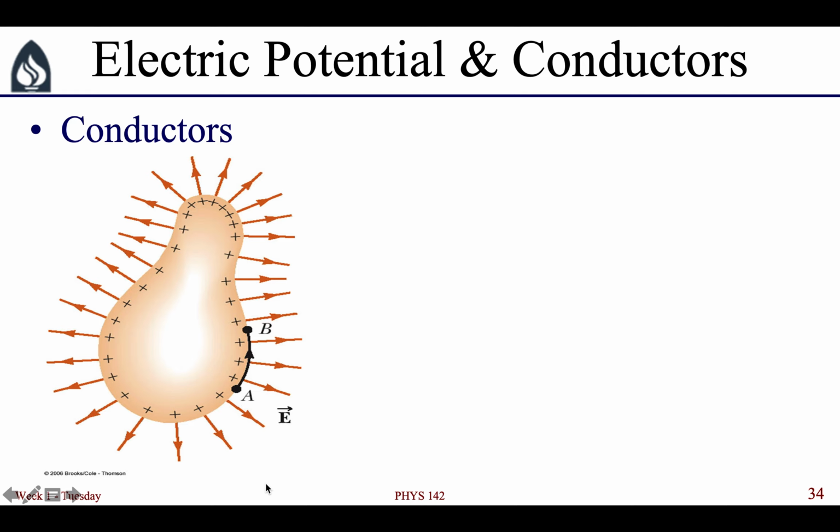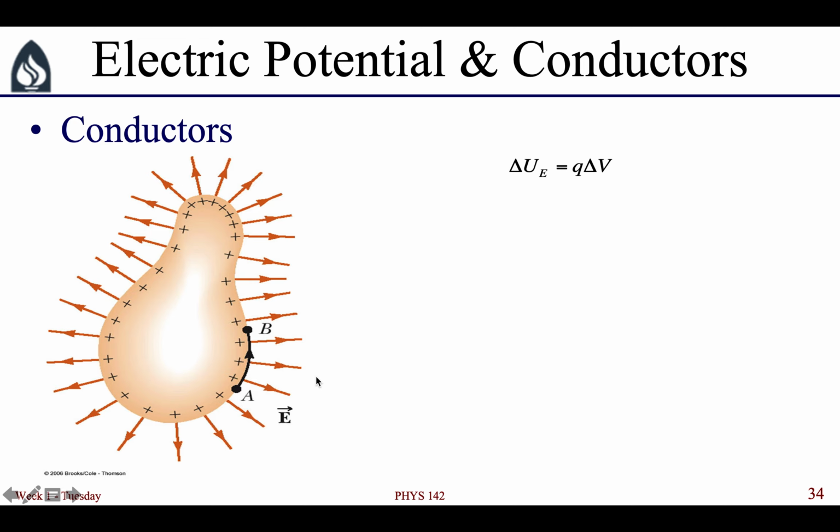We next want to look at the electric potential and potential differences on and in conductors. So one of the things we know about a conductor is that if it's in electrostatic equilibrium, all of the electric field points perpendicular to the surface of the conductor and all of the charge lives on the surface. So we can imagine taking one of these charges and moving it from point A to point B.